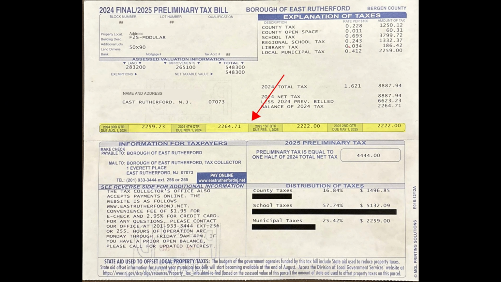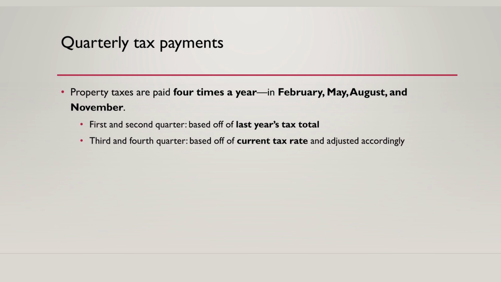Quarterly payments. Something interesting to know: not all 4 payments are equal. Tax rates aren't finalized at the start of the year. The first and second quarter bills are estimated based on the previous year's tax totals. An example: last year's total taxes were $8,100. Half of that for the first 2 quarters is $4,050. Divide that into 2 quarterly payments, $2,025 each for February and May.